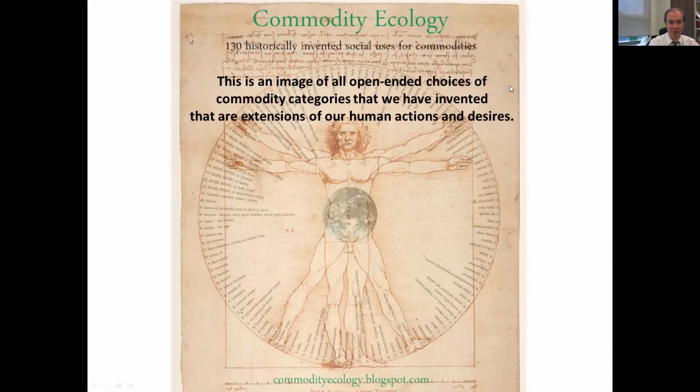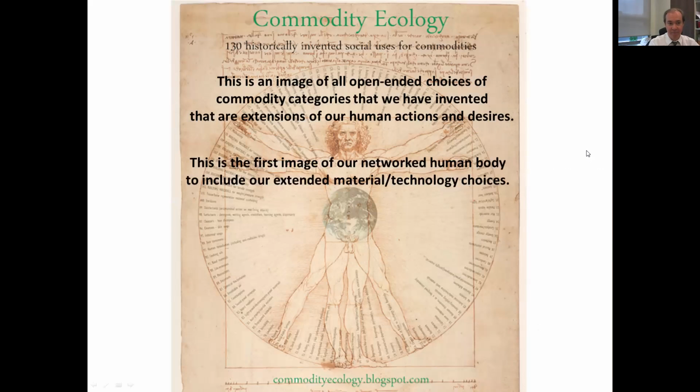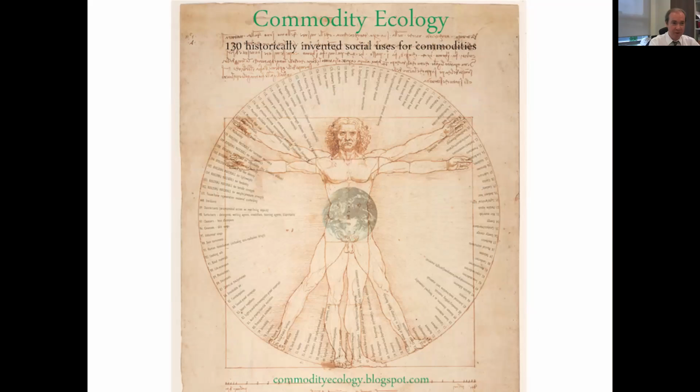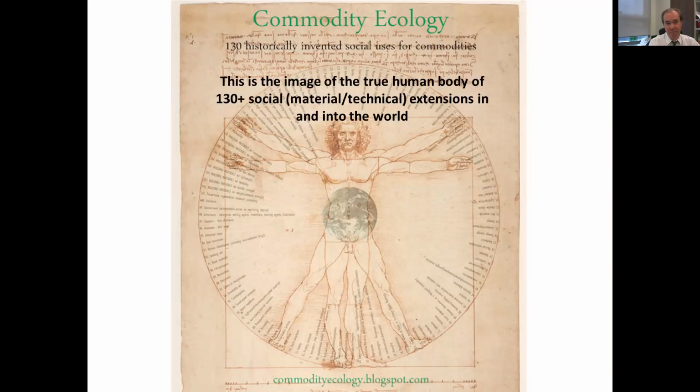This is an image of all of our choices that we have invented that are extensions of our human actions. It's the first image of our networked body, to include our extended material and technology choices. That's our extended material body, really. And it's the image of the true human body, because we're not walking around naked. Either for godlike good, we can make good choices, or for Shiva-like destruction. Shiva is the god of destruction and death in Indian divinity.